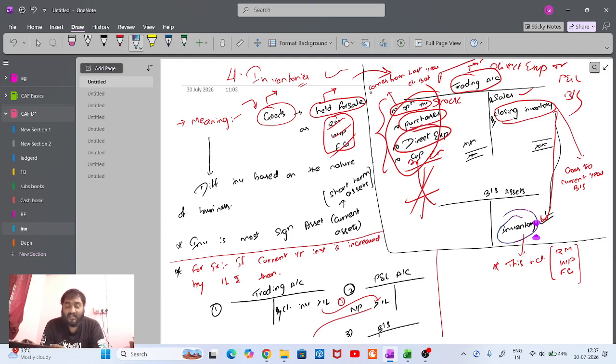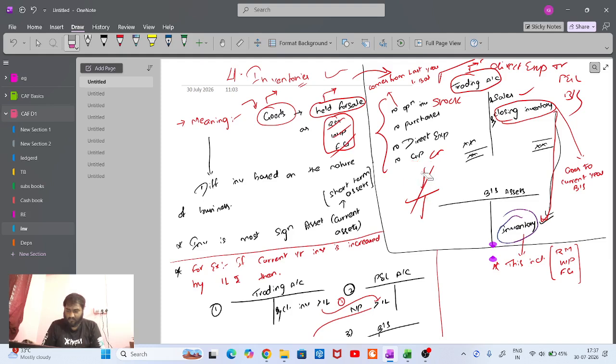Second thing, trading account. This is the trading account. Financial statements consist of the trading account, profit and loss account, and balance sheet. The trading account is the first account. In the trading account, this is the format. Please note this. Opening stock comes from the previous year.